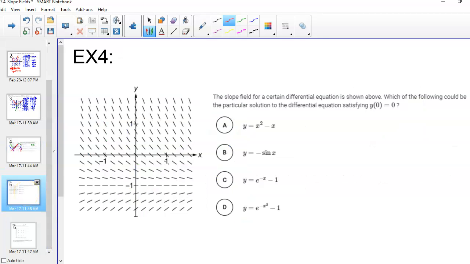Okay. Next, we're going to look at example 4. And example 4 says the slope field for a certain differential equation is shown above. Which of the following could be the particular solution to the differential equation satisfying y of 0 equals 0? So we're looking at the particular solution that goes through (0, 0). So right here on the graph, we're looking at the solution that passes through the origin right here.